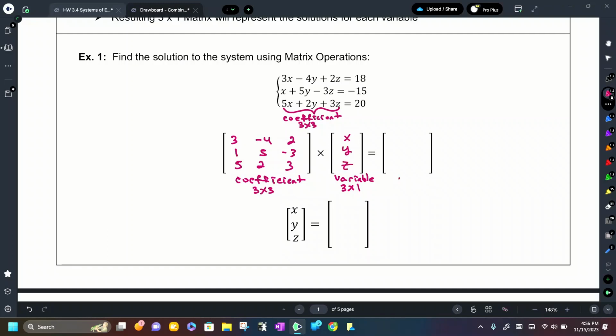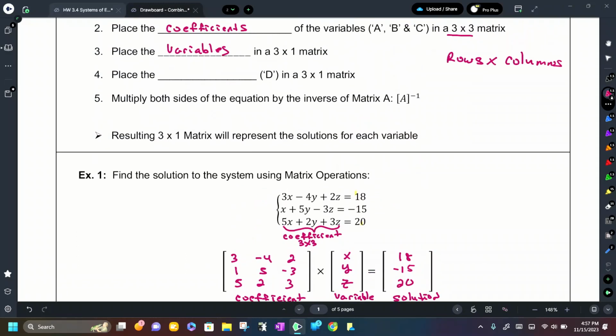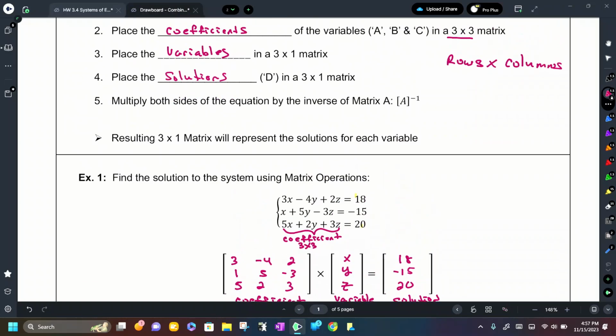The last thing we have over here is what's called our solution matrix, and that is also going to be a 3 by 1 matrix. Our solution is just whatever this is equal to. So we're going to bring those numbers down: 18, -15, and 20. So we've set this whole thing up. This would be matrix D down here, a 3 by 1 matrix.